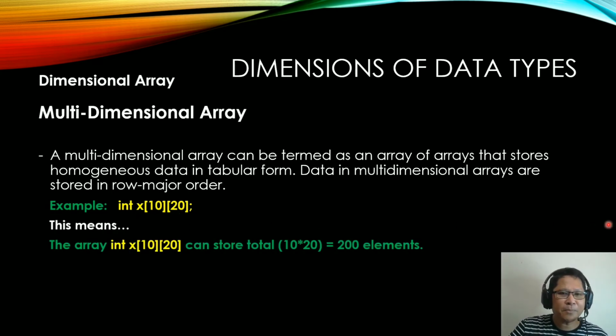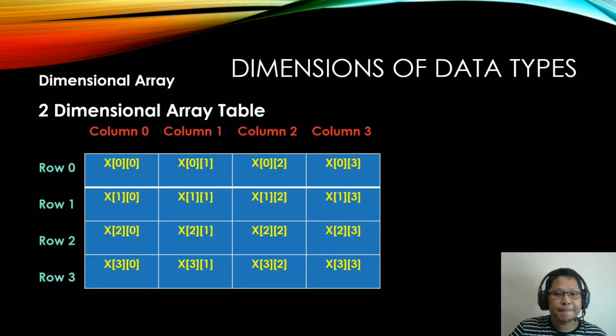So this means that an array int x with index 1 of 10 and index 2 of 20 can store a total of 10 times 20, which equals 200 elements. Okay? So let us take a look at this table to understand better about the two-dimensional array.